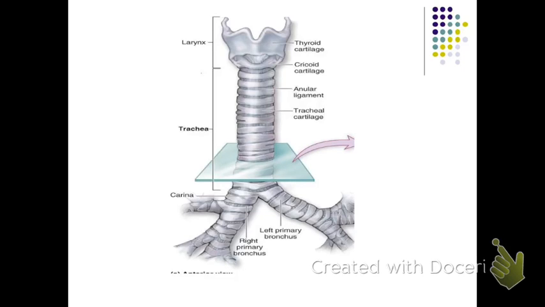And here's another diagram showing the larger portion of the trachea that is just posterior to the larynx, but superior to the beginnings of the left and right primary bronchus. And you can see the trachea is made of different types of cartilage. We have angular ligaments in between the tracheal cartilages.